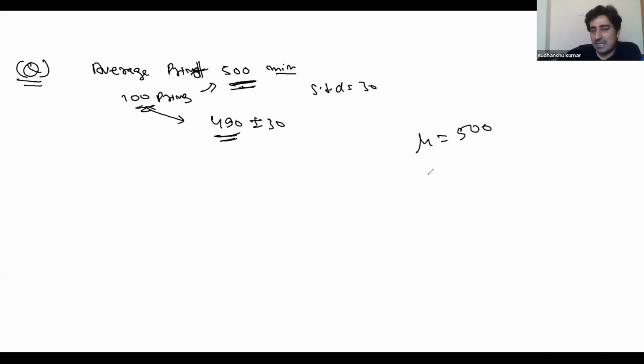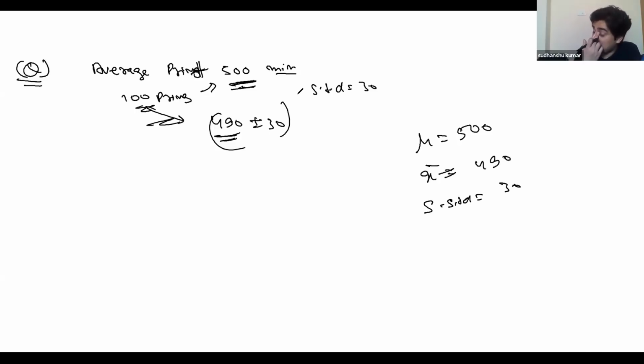Now, if I talk about the sample mean, it means I have selected 100 printers and then tested them. So mu is the population mean, and X bar is the sample mean. It's 490. And the sample standard deviation is 30, so plus minus 30. I think we all understand the meaning of standard deviation, so I'm not going to discuss it again. We discussed these things in the last class itself.